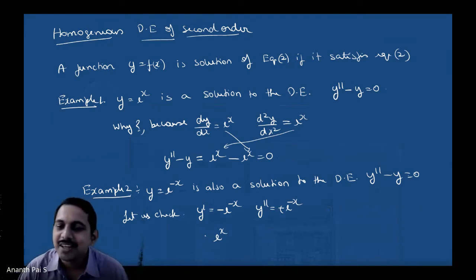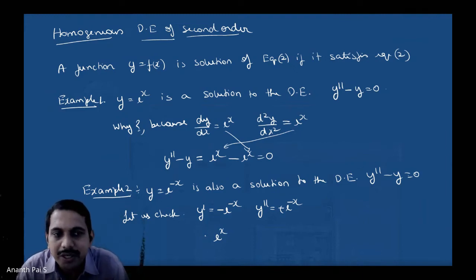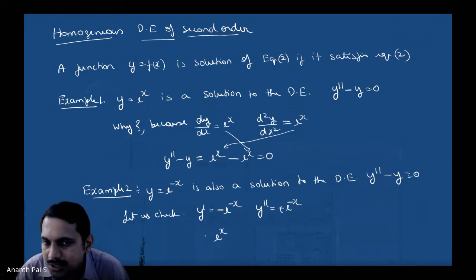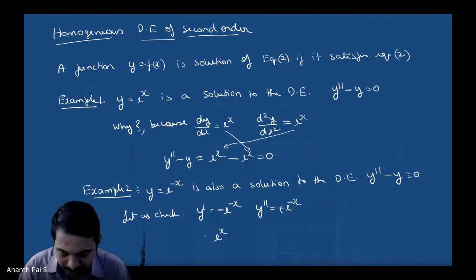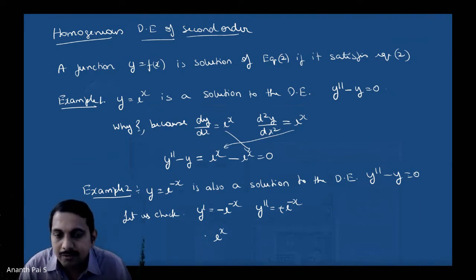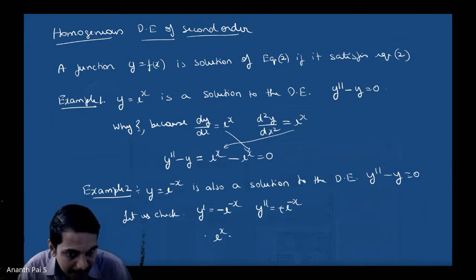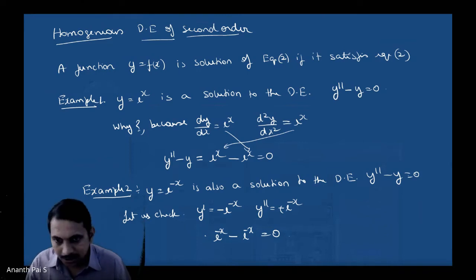Here y is equal to e power x is a solution to the differential equation y double dash minus y is equal to 0. Why? Because dy by dx is equal to e power x, and d square y by dx square is equal to e power x. When you substitute into this differential equation, you get 0. Similarly, y is equal to e power minus x is also a solution to the differential equation y double dash minus y is equal to 0. Why? When we take y dash, you get minus e power minus x, y double dash plus e power minus x. So when you substitute that, you get minus e power minus x plus e power minus x, and that becomes equal to 0. Now let us see example 3.